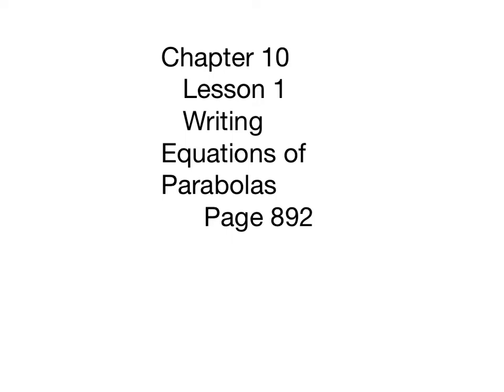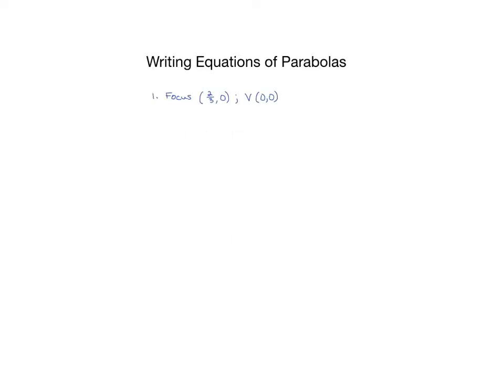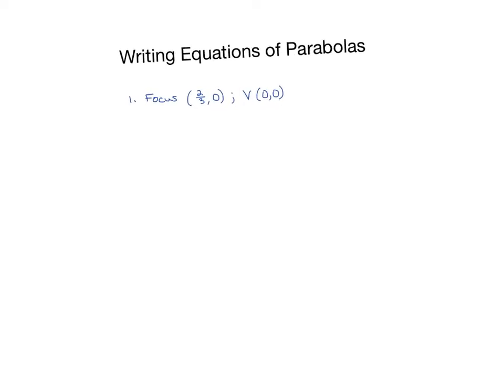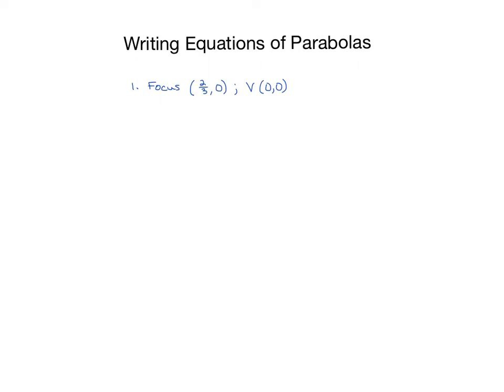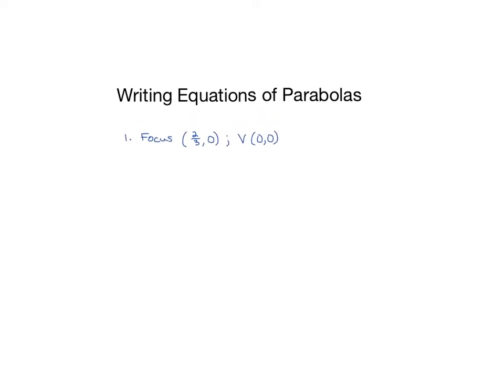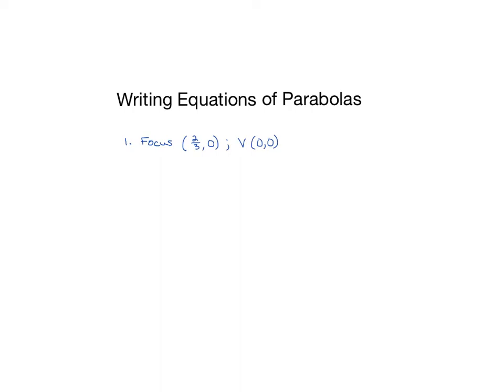So let's look at our first example. In this example, we're given the focus point and we're given a vertex. Notice our vertex is at the origin, it's at 0, 0. What I recommend you do is draw a picture, graph your given information, and from there, you're going to be able to determine which equation you're going to be using.